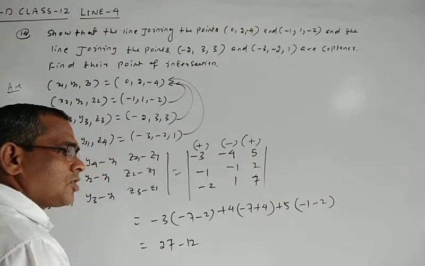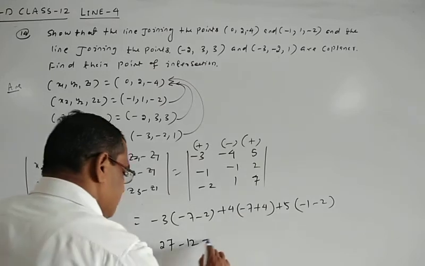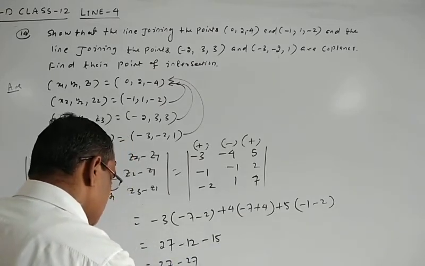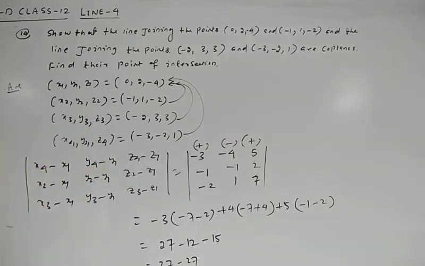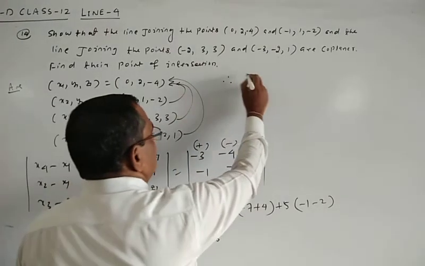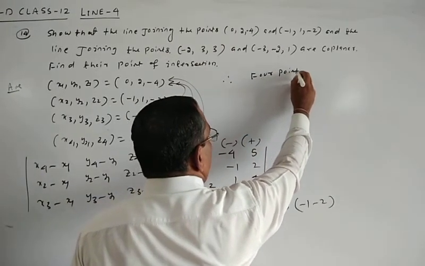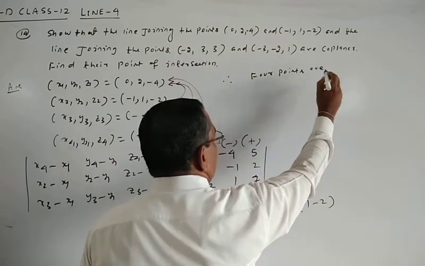Minus 3 plus 5 is minus 15, so this is equal to 27 minus 27, so this is equal to 0. Therefore the 4 points are coplanar.